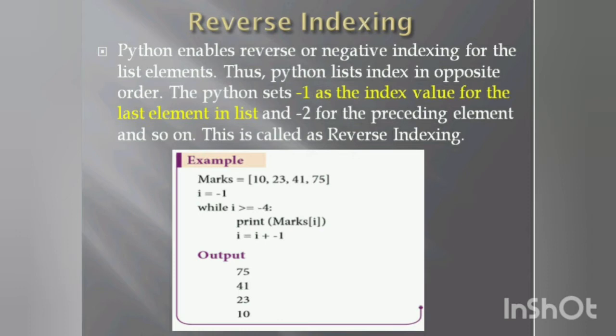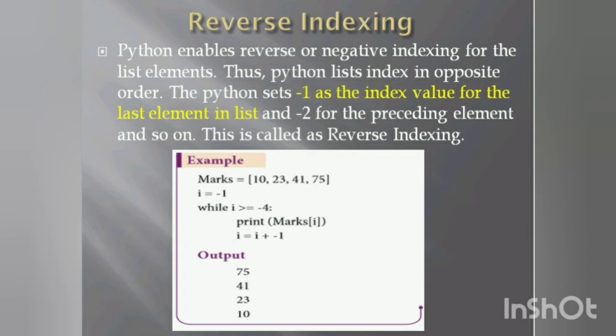Marks is equal to 10, 23, 41, 75. Here you are using I is equal to -1, so it will start indexing in reverse order, from the last value. Now -1 will start from the last element, that is 75, -1; 41, -2; 23, -3; 10, -4. Clear, all of you? If it is negative, the index value starts from the last. Then the I value is assigned as -1 because the starting value is -1.